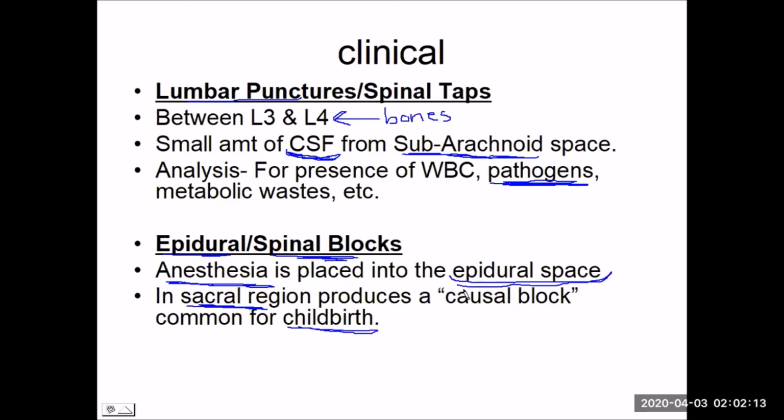So the epidural, again, would be done in this similar location, inferior to the conus medullaris, inferior to the tip of the spinal cord. The anesthesia placed into the epidural space would diffuse into that posterior area of the spinal cord and numb the sensations of pain.